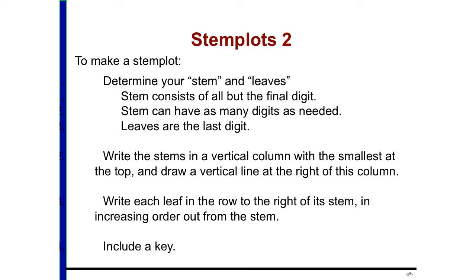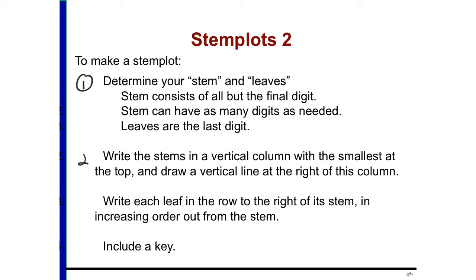So this slide just goes over the steps to make a stem plot. Step 1, which my numbers don't show, determine your stem and your leaves. So your stem is going to consist of all but the final digit. Typically, we do the tens place or the hundreds place. Your stem can have as many digits as needed. The leaves are the last digit.